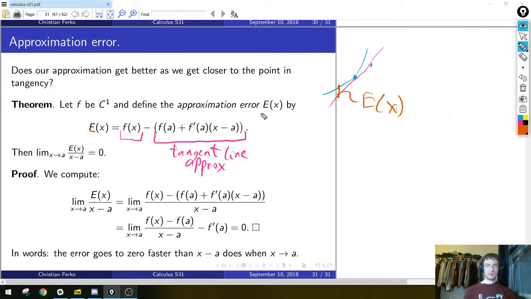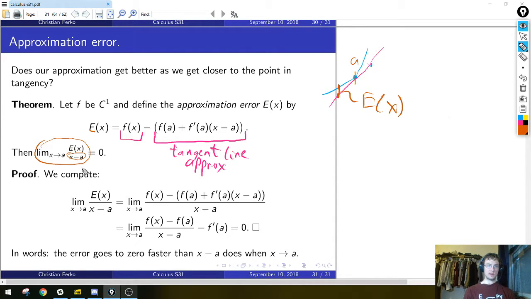Okay, so if you define the error this way, then here's the conclusion of the theorem. The limit as x approaches a, so as we get closer and closer to the point of tangency, the limit as x goes to a of the error divided by x minus a equals 0. Notice this is stronger than saying that the limit as x goes to a of E of x equals 0. This implies that. This is saying both the error goes to 0 as you get close to a, but also the error goes to 0 faster than this thing.